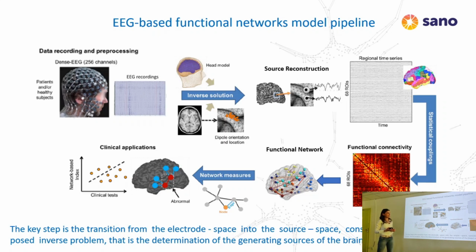Then a statistical coupling between the regional time series is computed to estimate the functional connectivity between them, and the functional connectivity matrix is used to study the topological properties of the network based on graph theory metrics.